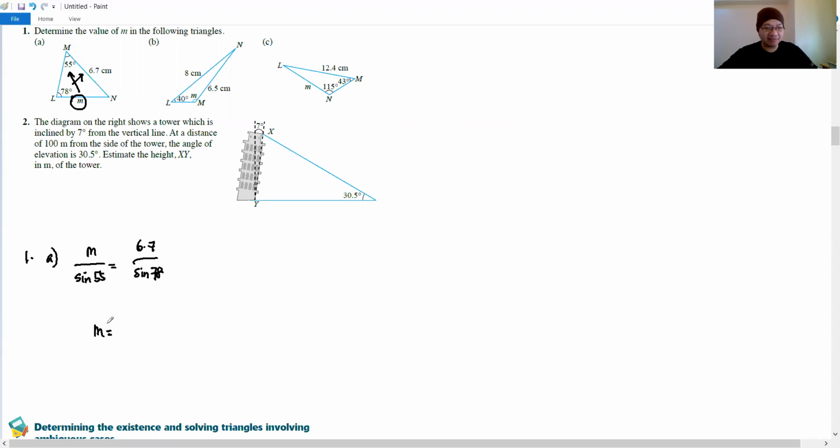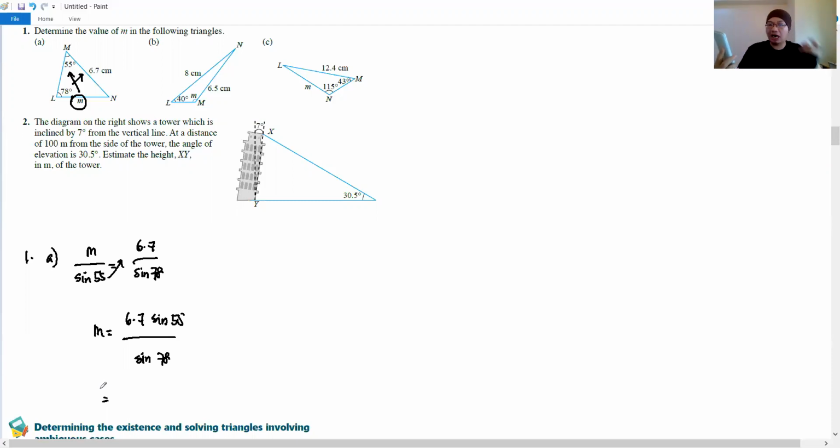So your m equals what? Move it to the other side, you do it as usual. 6.7 sine 55, they are times, and over sine 78. Then you got the final answer. So 6.7 sine 55 over sine 78. Okay, this is the answer here. 5.61 something.